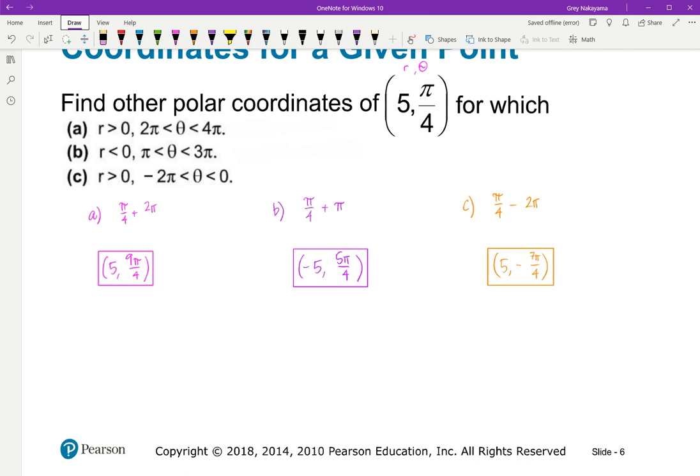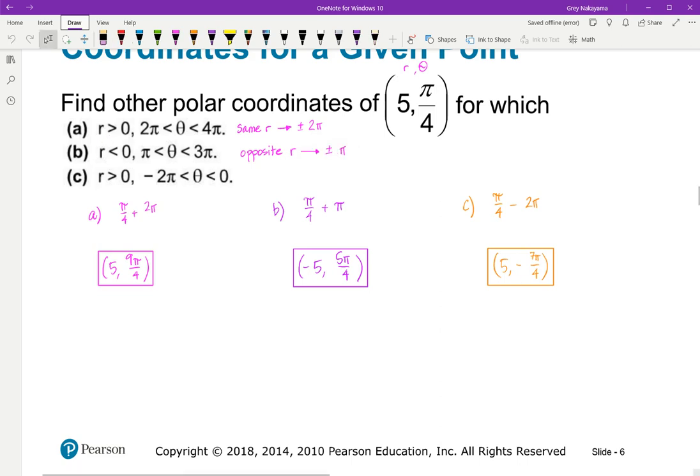So if you haven't figured out already, a general rule of thumb when you have to rename them is if you have the same r value, okay, this one's positive and that one's positive, the same r value means you're just going to add or subtract 2 pi according to your directions. And if the r switches to the opposite r value, then you're going to add or subtract pi.